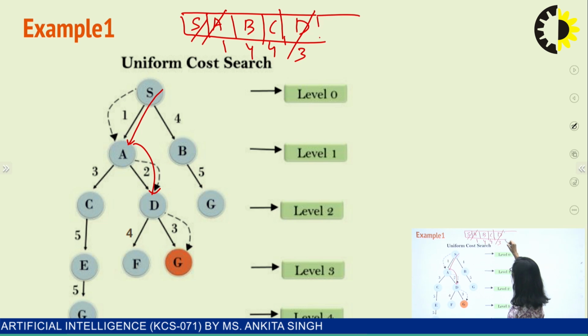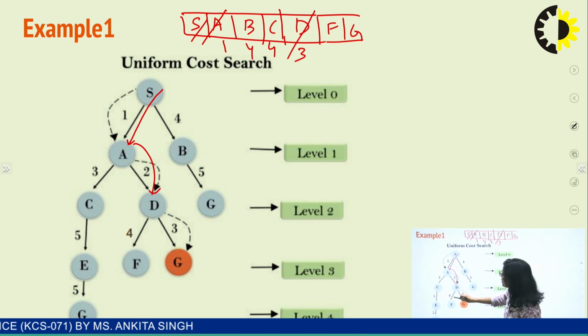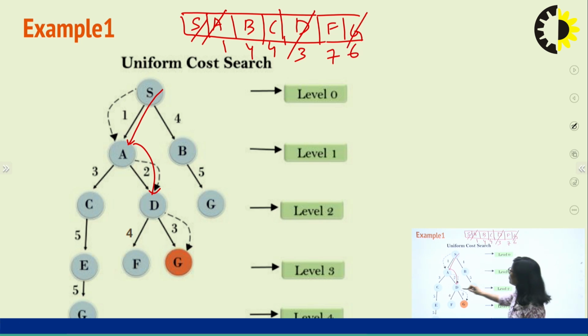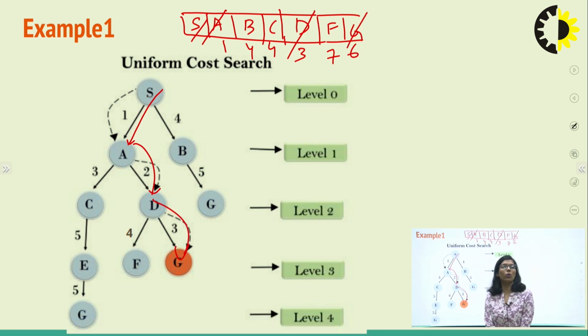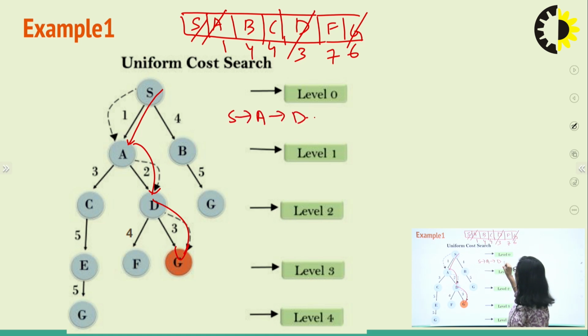There are two nodes, F and G. For F, the path cost is 6 plus 1, 7. And for G, it is 5 plus 6. So, what will we do? We will move to G, where G is our goal node. So, remember, at each step before exploring, we will check whether the node is the goal node or not. At the end, when we find that it is the goal node, we will stop our search and return the path. Now, the path here is S to A to D to G. So, this is your final path.